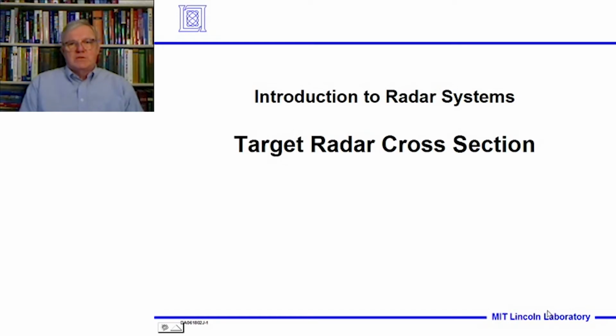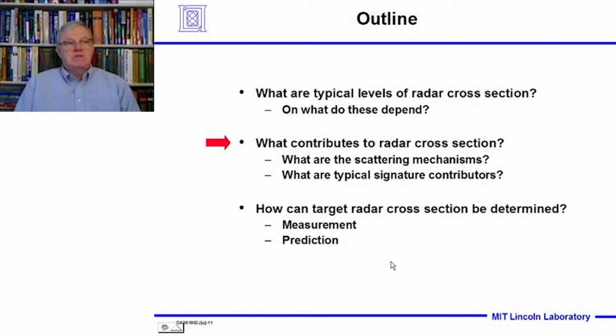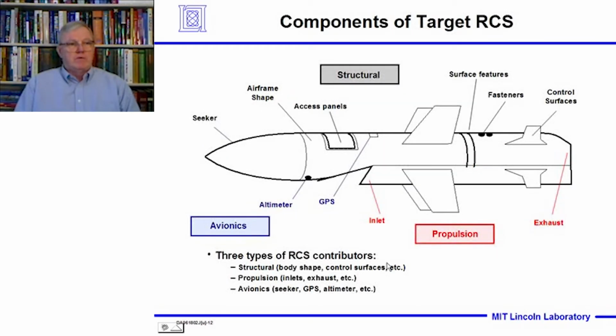Well, welcome back. This is part 2 of the Target Radar Cross-Section lecture. That's lecture 4 of the Introduction to Radar Systems course. Now let's look at what contributes to the radar cross-section. What are the scattering mechanisms that there are? And how do they contribute?